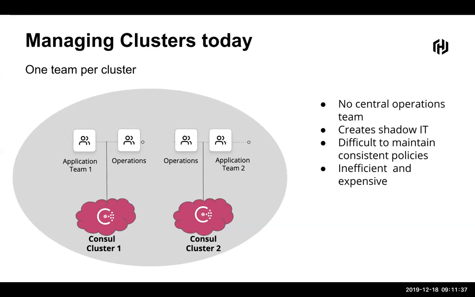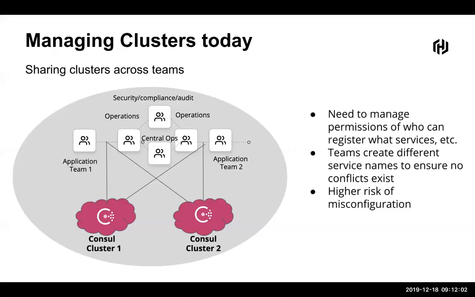This creates more of a shadow IT environment where it's really difficult to maintain consistent policies for things like control and security. The other problem with this approach is that it's often expensive, since for every Consul cluster, you need to have a separate number of servers used for HA and clients that run on each node. And so oftentimes you're oversubscribing across multiple clusters.